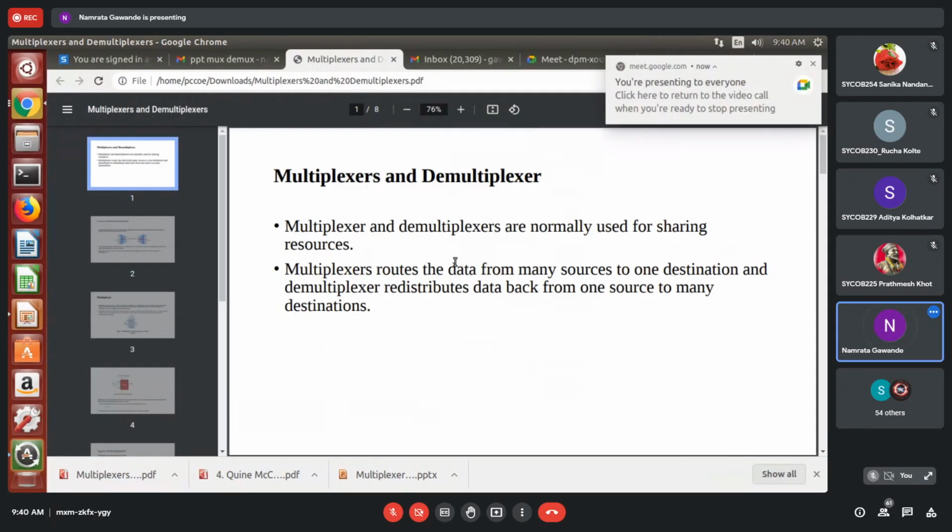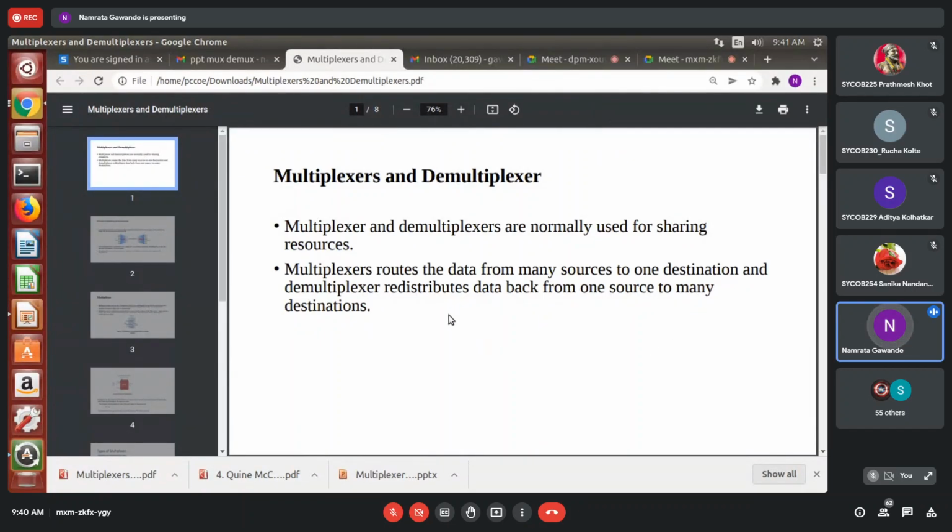Multiplexers and demultiplexers are normally used for sharing resources. A multiplexer routes the data from many sources to one destination, and a demultiplexer redistributes the data back from one source to many destinations. Maybe you already know this topic. Generally a multiplexer is referred to as mux and a demultiplexer as demux.